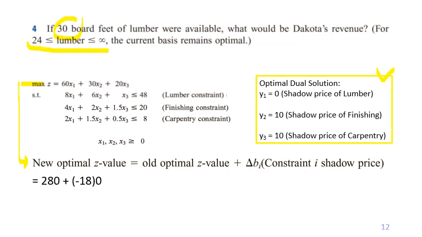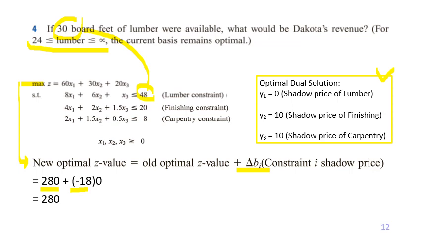The old Z value is 280, and the change in lumber is 18 because we moved down from 48 to 30, so this is minus 18. But you see that the shadow price for lumber equals 0. It means that when we change the availability of lumber from 48 to 30, our optimal value does not change.